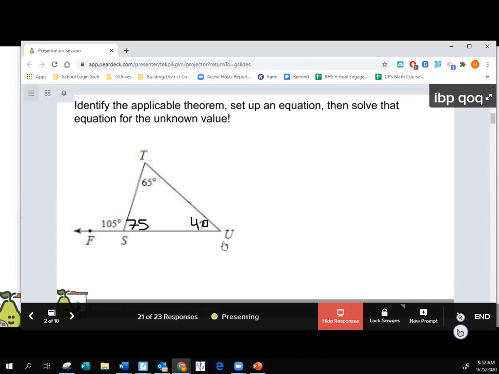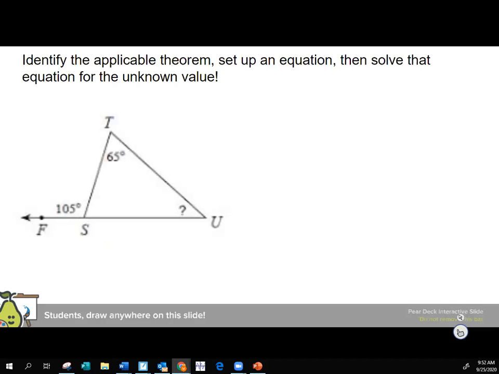I'm not saying their answer is incorrect, but I need to see all the things in order to give you credit, because this being not an algebra class, getting the correct answer is important. However, identifying all the pieces is equally important.